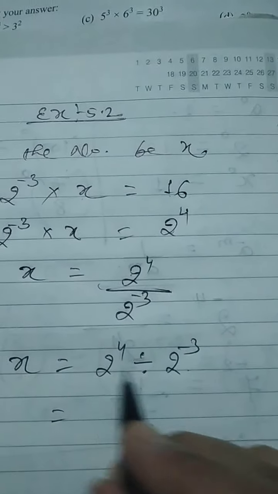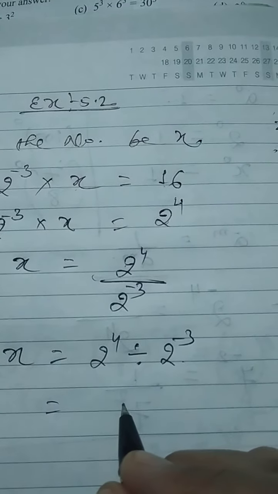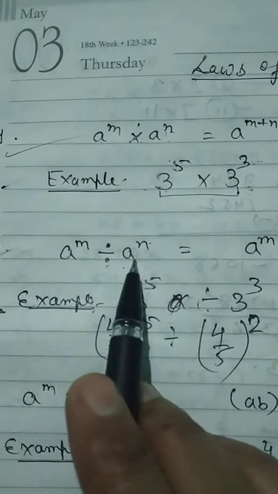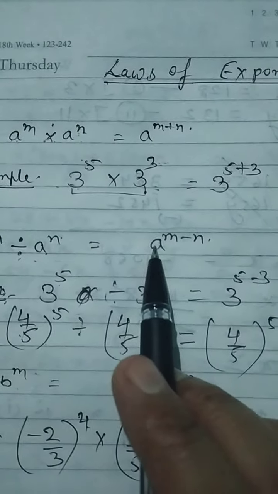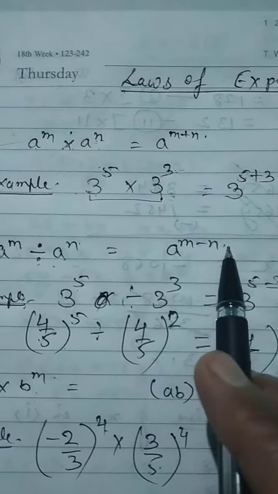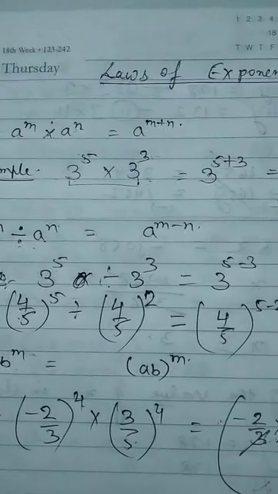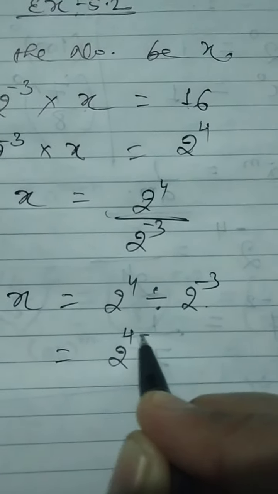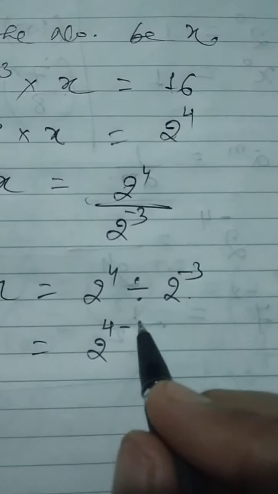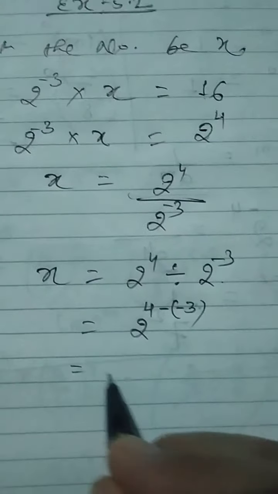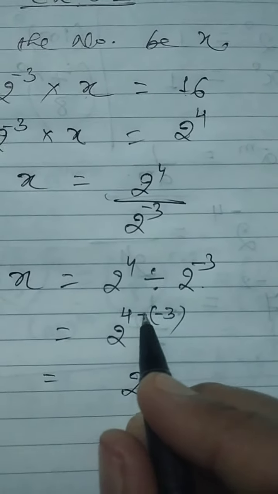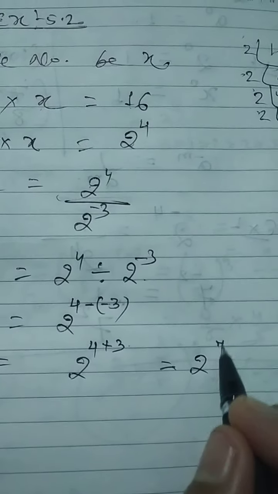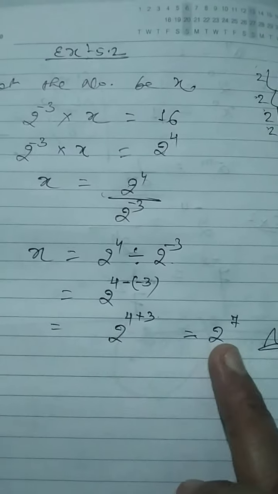If the base is the same and the power is different, then what do we do? Let's see the law. If the base is the same and the power is different, then we write a to the power m minus n. We are finding the difference of the power, subtracting the power. So 2 to the power 4 minus, but it is already in minus, so minus of 3. Got it? 2 to the power 4 minus minus will be equal to plus. 2 to the power 4 plus 3, 7. This will be the answer. This will be the value of x.